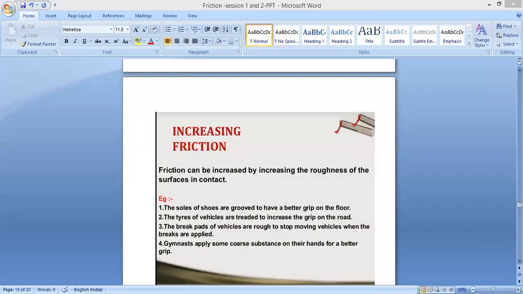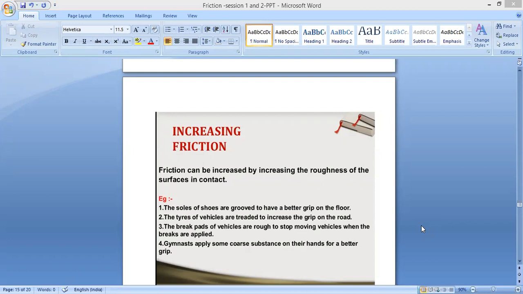Good morning, students. In this session, I'm going to teach two more topics. This is the last topic of this chapter. One is increasing friction, second, decreasing or reducing friction, third, fluid friction. So these are the three topics I'm going to teach in this session.